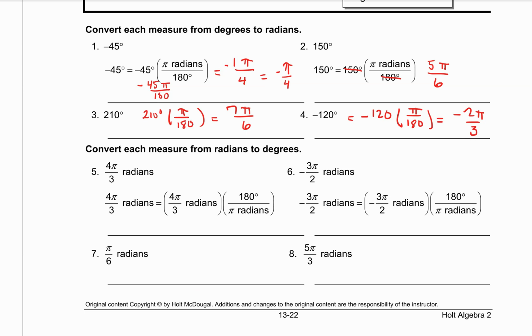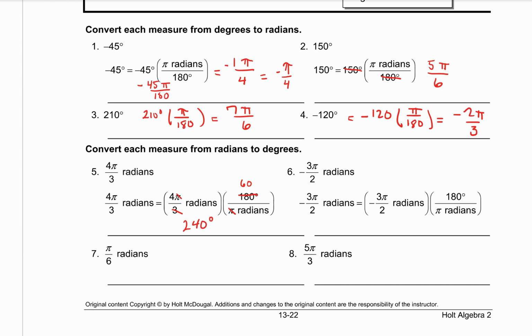Converting radians to degrees. Well, like I said, you're going to set it up, and instead of pi over 180, it's going to be 180 over pi. So what's going to happen here is the pi's are going to cancel out. 3 and 180, that becomes 60. So 4 times 60, this is going to be 240 degrees.